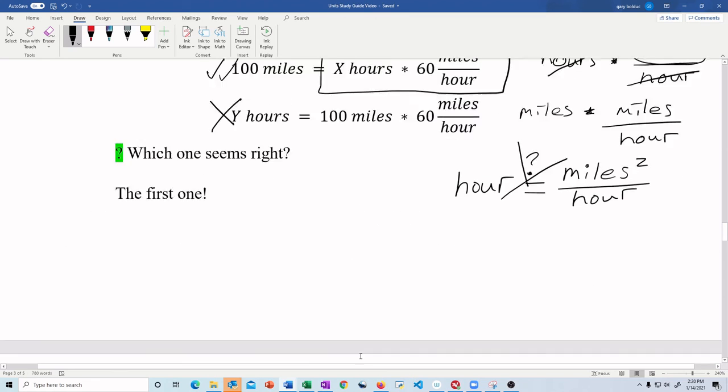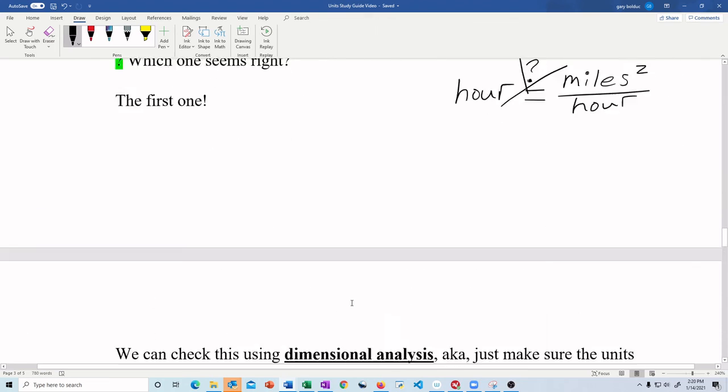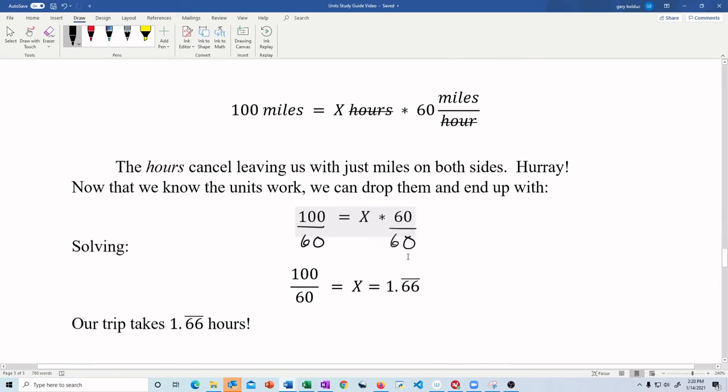Just go back up to the equation. X hours. X is time. Go back up to the original problem. How long does my trip take? So you know at the end you need to write hours. And we can do that. Hours. There you go.